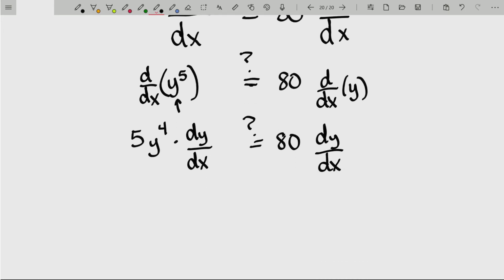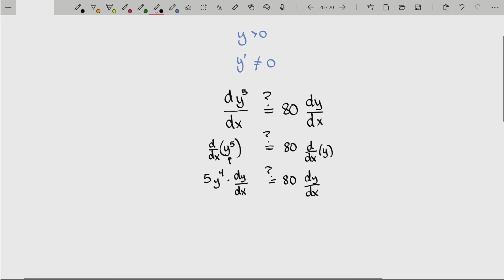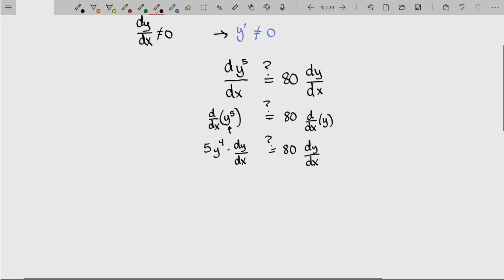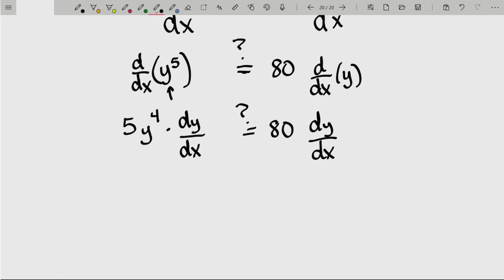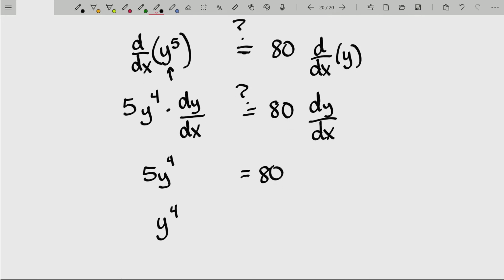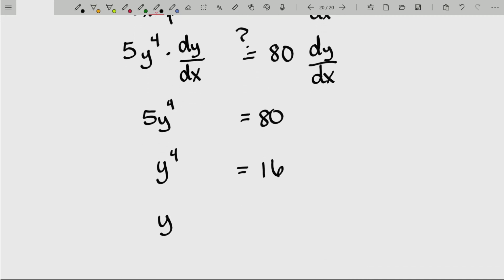If you notice, they told you, that was critical, that y prime is never 0. That is, dy dx is a non-zero number. So you can divide both sides by dy dx and not worry. So I'm going to go ahead and divide both sides by dy dx. That's the critical part. If dy dx could be 0, there's no way I should be dividing by that. And now I'll divide both sides by 5. And I think that should be 16, I guess.